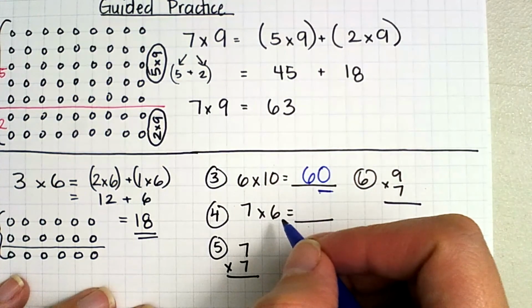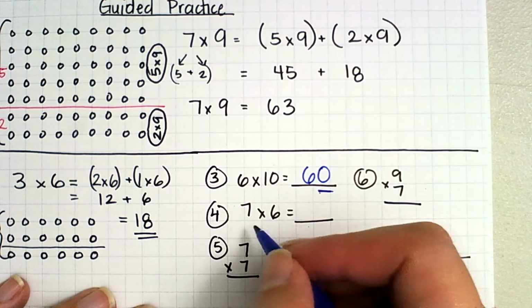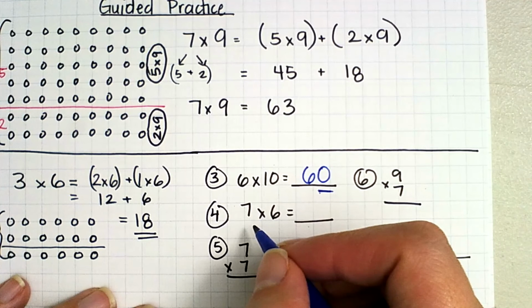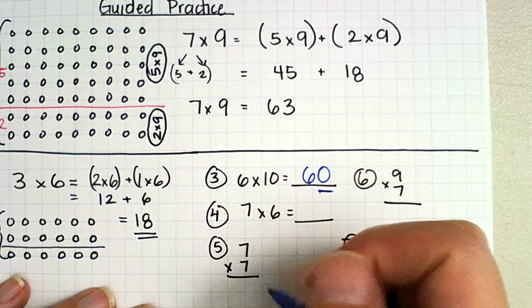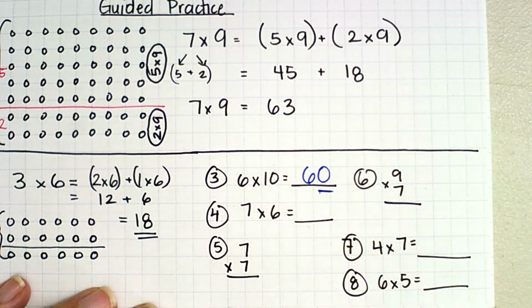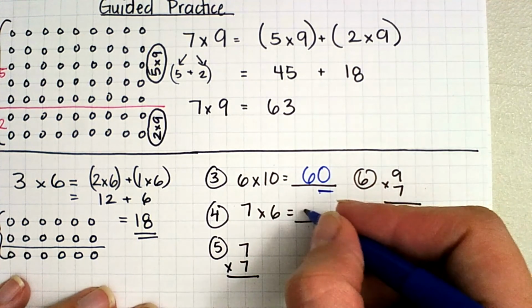7 times 6, if you're not sure, you can split it into 3 times 6 and 4 times 6. So we know 3 times 6 is 18. 4 times 6 is 24. So 7 times 6 is going to be the sum of those two numbers. So 7 times 6 is going to give you 42.